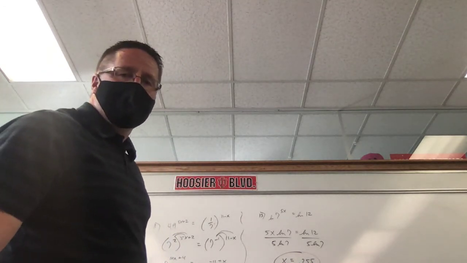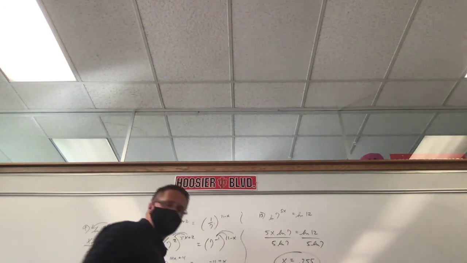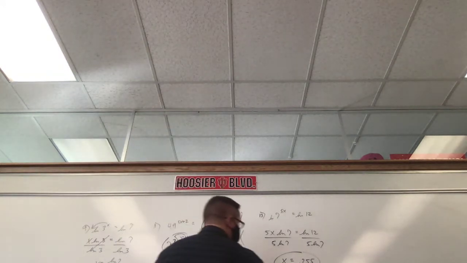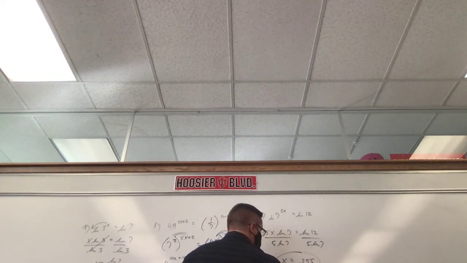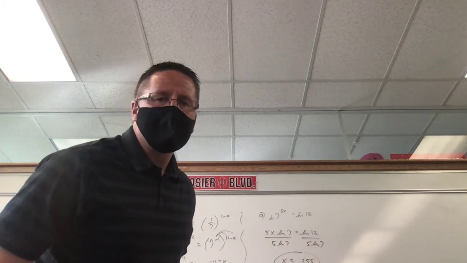Okay, number 15. Solve 3e to the 4x plus 9, so 4x and then plus 9. I think that's what it's saying. Where are we at? Plus 9 equals 15.